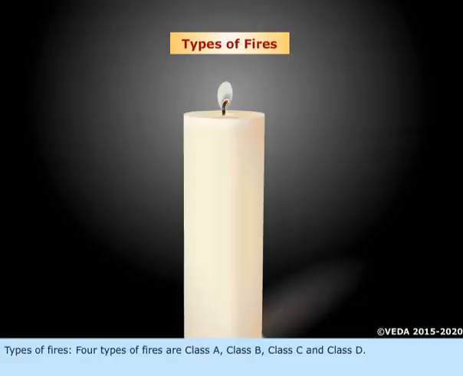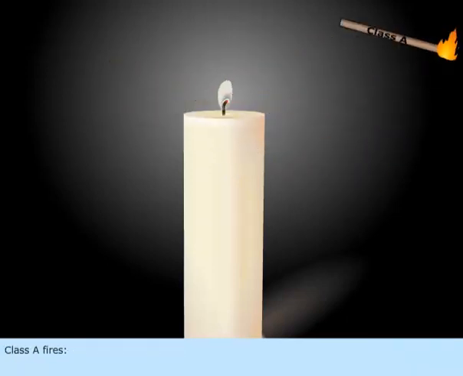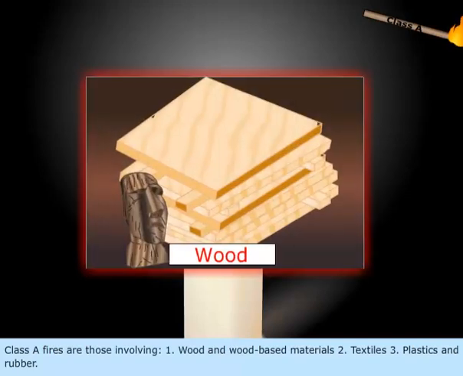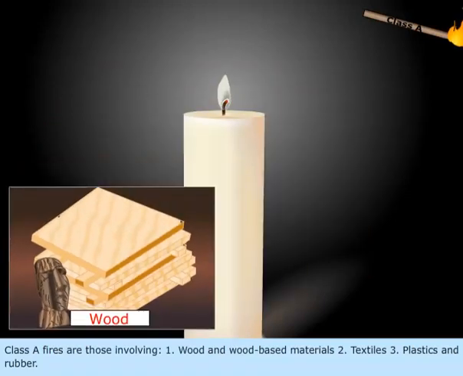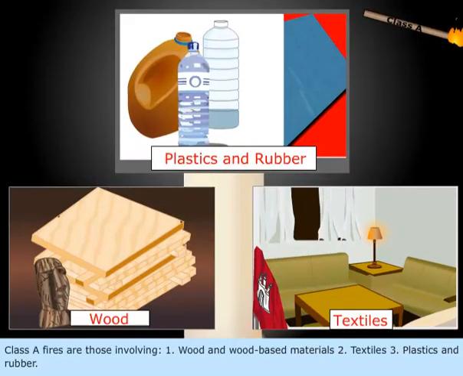Types of fires. The four types of fires are Class A, Class B, Class C, and Class D. Class A fires. Class A fires are those involving: 1. Wood and wood-based materials, 2. Textiles, 3. Plastics and rubber.